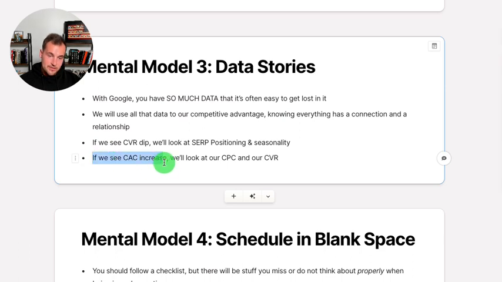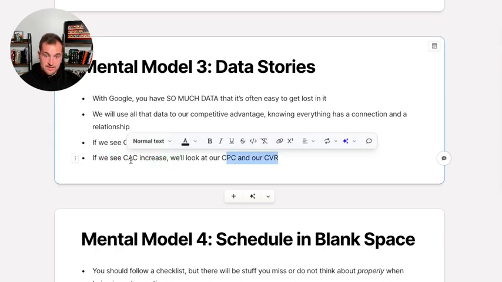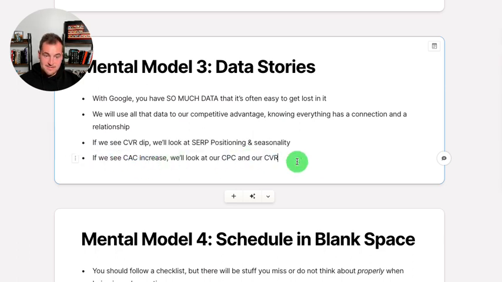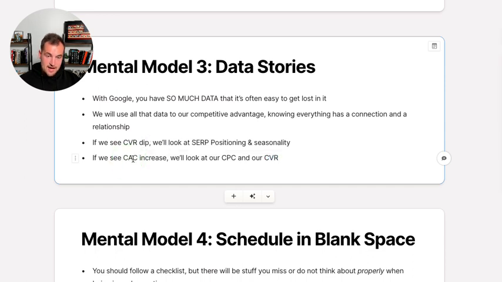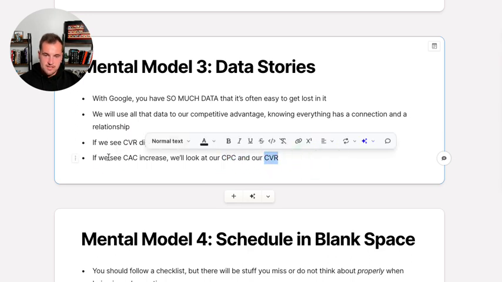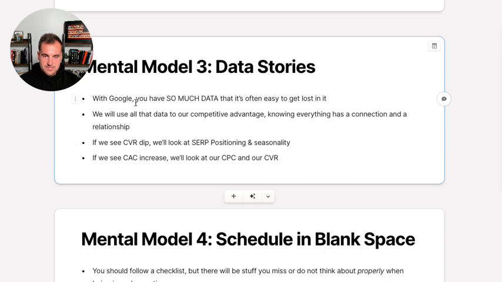If we see the CAC increase, we'll look at our CPC and our CVR. Because why? CAC is a byproduct of the CPC times CVR relationship. If we spent $1 CPC, 10% conversion rate, our CAC is what? $10, right? Now, if our CAC went to $20, oh, did our CPC rise? Did our conversion rate worsen? There's just easy ways to look at this data because it's all interconnected. Every single thing in Google Ads or analytics is always connected. So if you look at one place, you'll find the answer for something else.